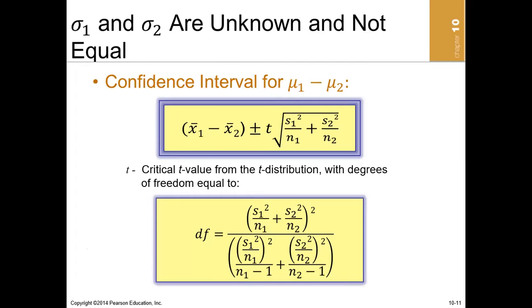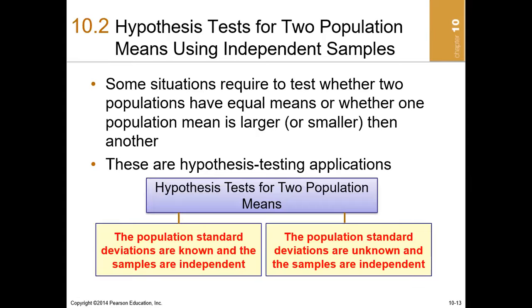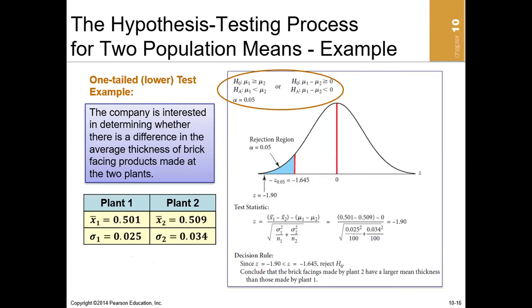In a situation where the population standard deviations are unknown, but they are not equal, let's listen carefully. What we just spoke about was where the population standard deviations are unknown, but they are equal. Now, we can have a situation where the population standard deviations are unknown and they are not equal. If that happens, the formula is going to change a little bit.